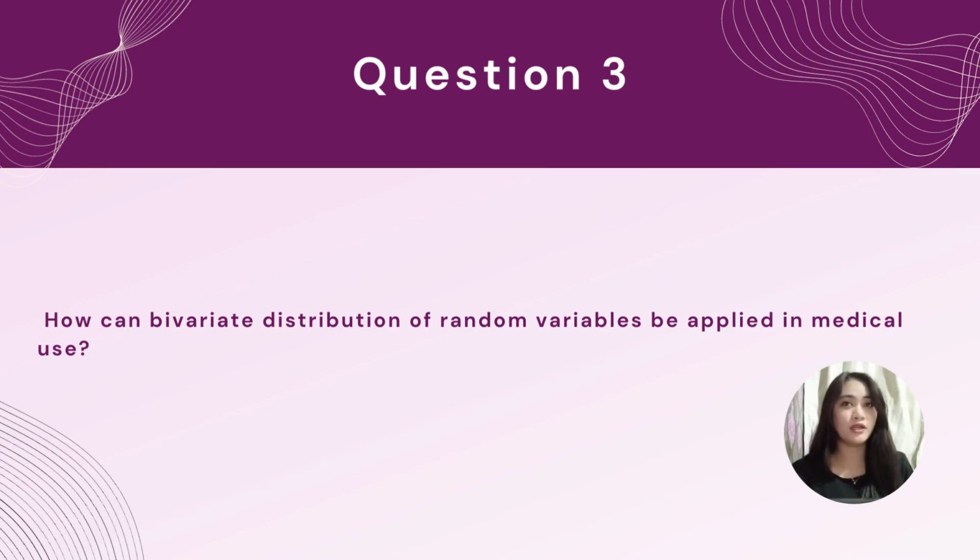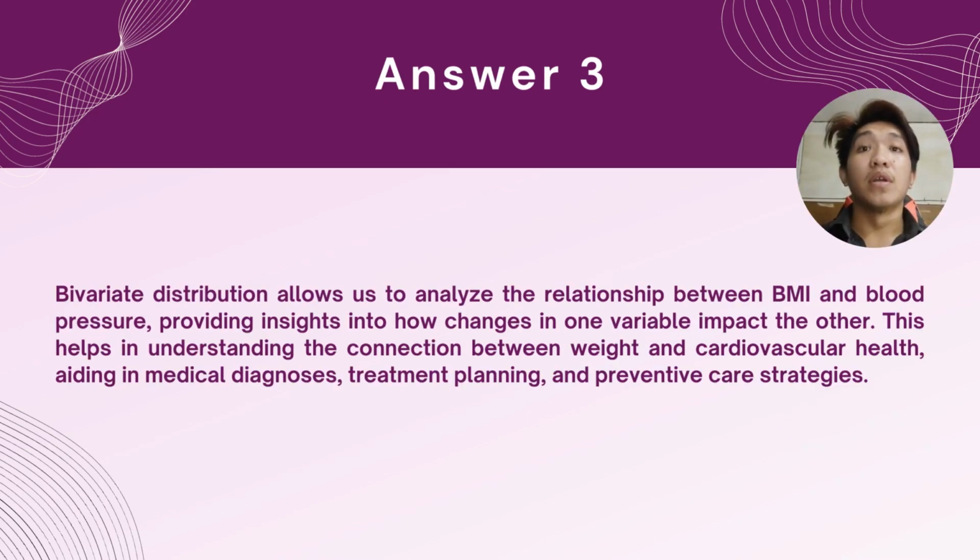So for the last question, how can bivariate distribution of random variables be applied in medical use? So here is the answer for your question. Bivariate distribution allows us to analyze the relationship between BMI and blood pressure, providing insight into how changes in one variable impact the other. This helps in understanding the connection between weight and cardiovascular health, aiding in medical diagnosis, treatment planning, and preventive care strategies.